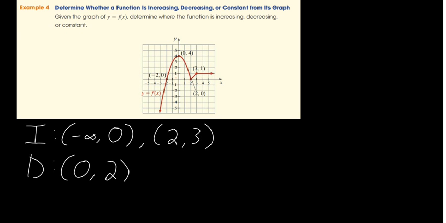And then we are constant, and of course we're only constant in one place here. It looks like we're constant from 3 all the way to infinity, right? 3 on the x-axis all the way, oh, what happened? Oh yeah, I can't write small. 3 on the x-axis all the way to infinity. Okay, that's increasing, decreasing, and constant.